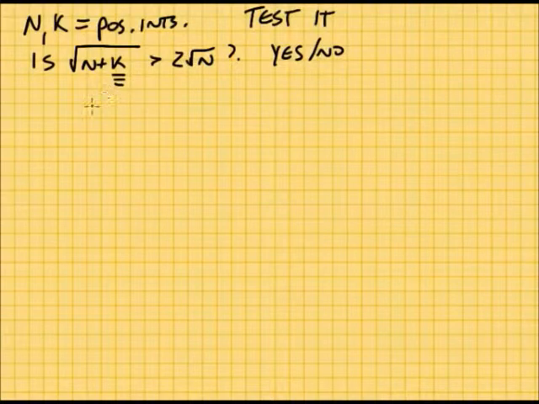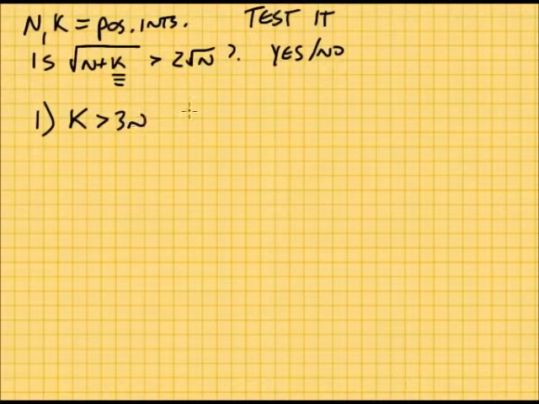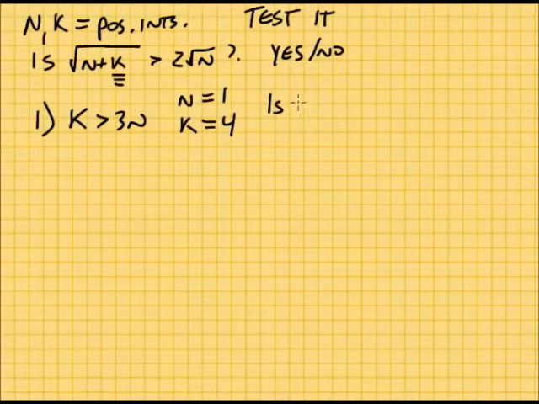So let's take a look at fact 1. It says that k is greater than 3n. So let's talk about Test It. The easiest number I can pick for n is 1. The k has to be greater than 3 in this case, so let's choose 4, and let's plug these values in. The question now asks, is the square root of 5 greater than 2 times the square root of 1?